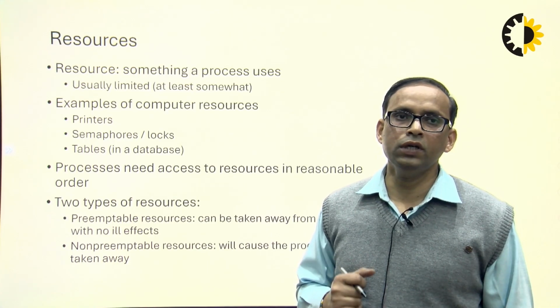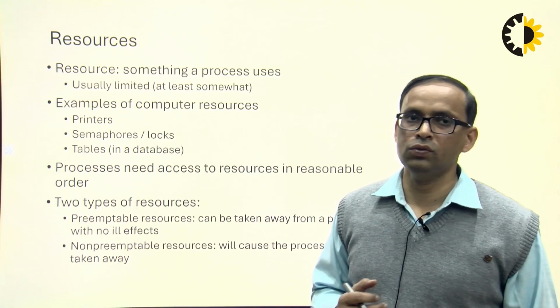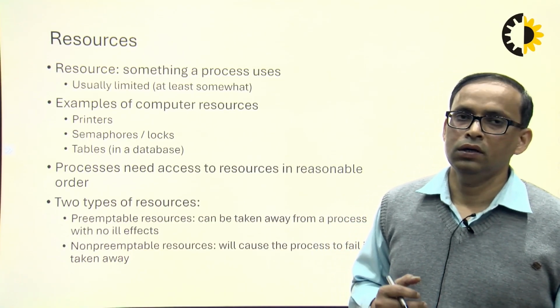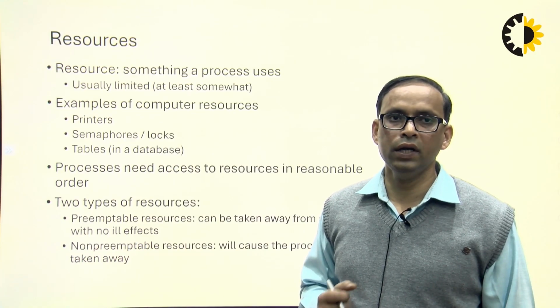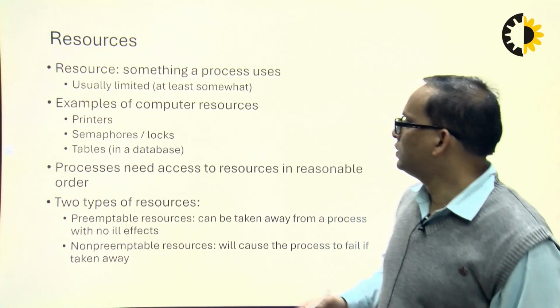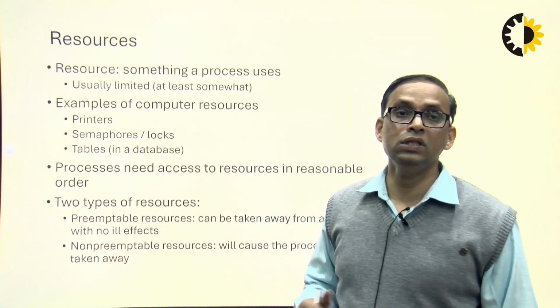So the main objective of a computer system or operating system is to allocate the resources in an efficient manner to different processes or multiple processes running in the system at a particular instant of time. These are other examples of resources like printer, semaphore and locks. These are the logical resources.